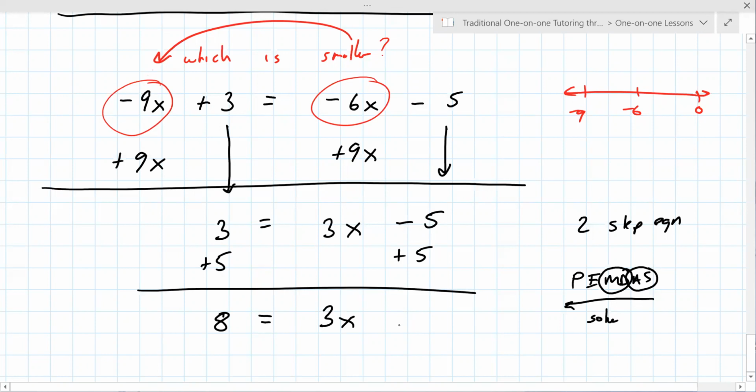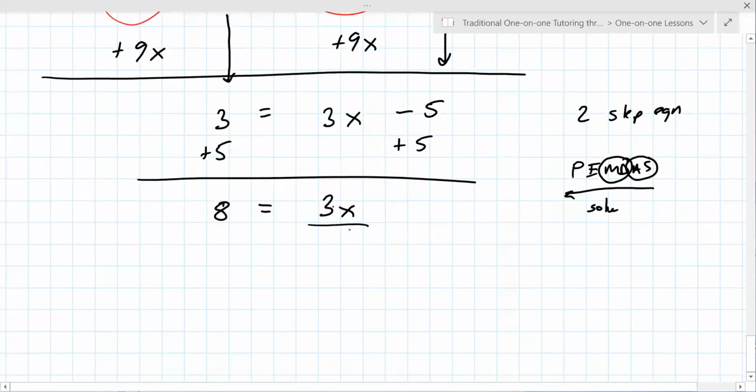Now you don't write +0 because it's vacant. You just write nothing. You don't even put a mark there. And then you undo multiplication by 3 by dividing by 3. So x equals 8/3.